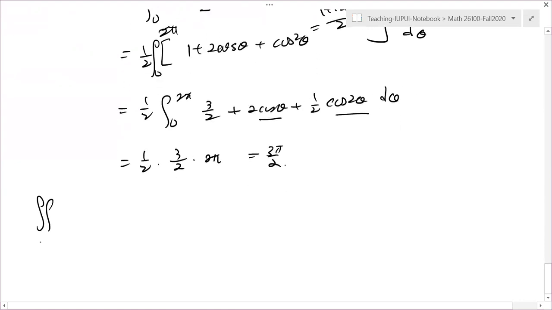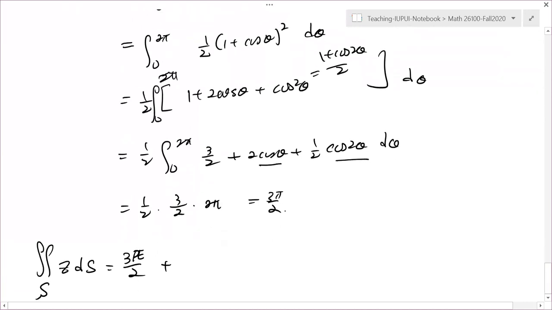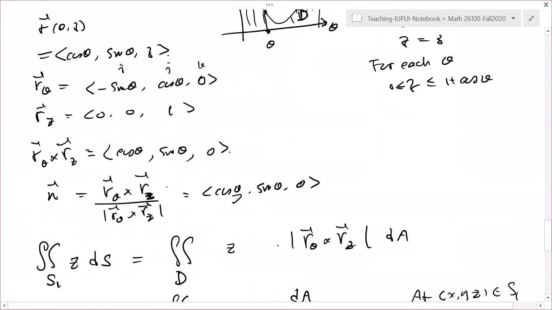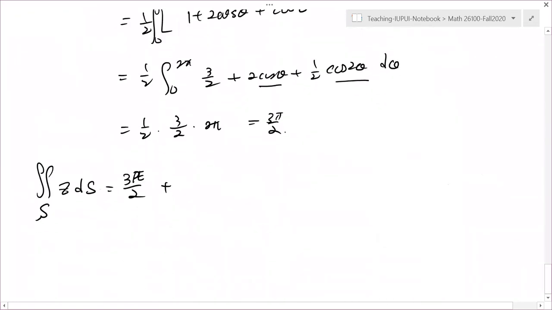So now the integral of this function, you have two parts. The first part is 3 pi over 2. And the second part, we did it. I already forgot the answer. The second part is square root 2 pi. So that is the answer. This is the integral of the function over the surface.